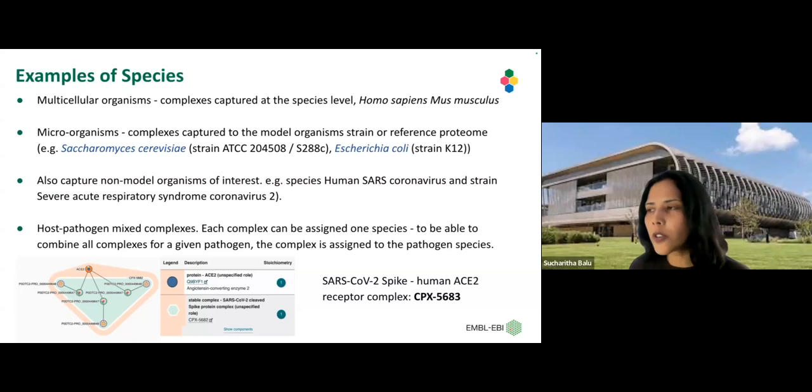So you would have seen several SARS-2 related complexes in the portal. And one other unusual combination you would see is also some host-pathogen mixed species complexes. This is because we can assign complexes to one species to make them more easily searchable. So when we have a host-pathogen complex, the complexes are tagged to the pathogen species. So here is an example where you have a human ACE2 protein interacting with this SARS-2 complex.